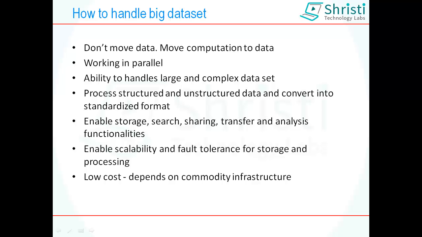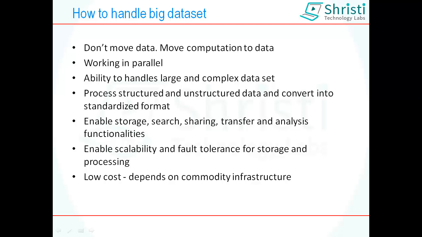You have to work in parallel. So here we discussed, right? You solve the problem by splitting it into parts, but still it's in one machine, correct? If it's multiple machines, how can you coordinate which process is doing what job? Understand, right? So you have to work in parallel. You should be able to handle complex data sets, structured, semi-structured data. You should be able to handle it.